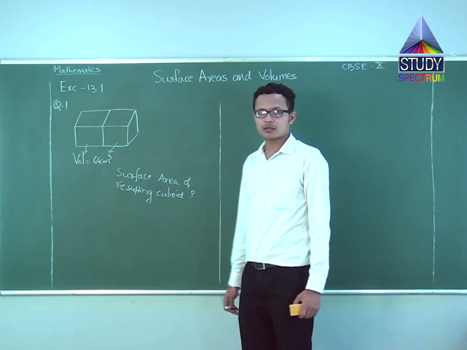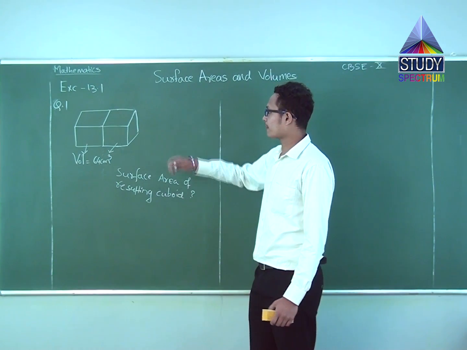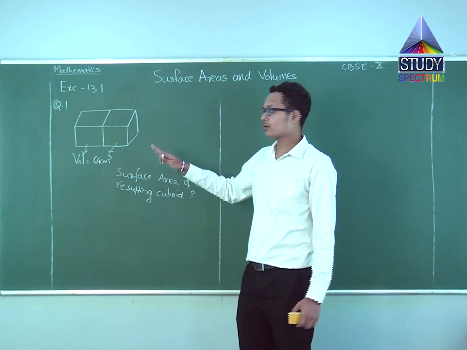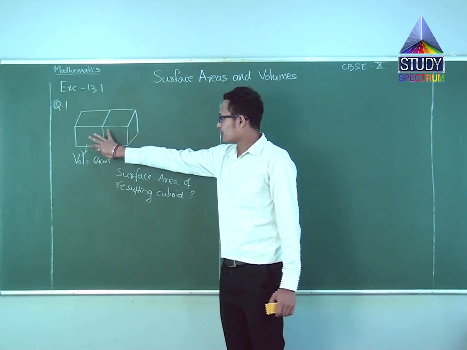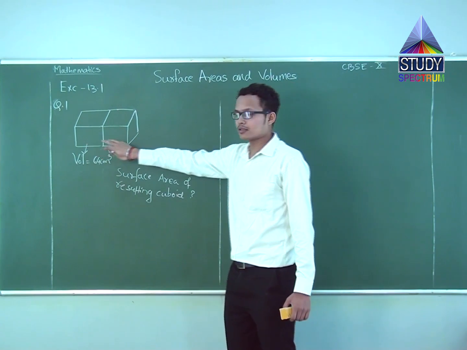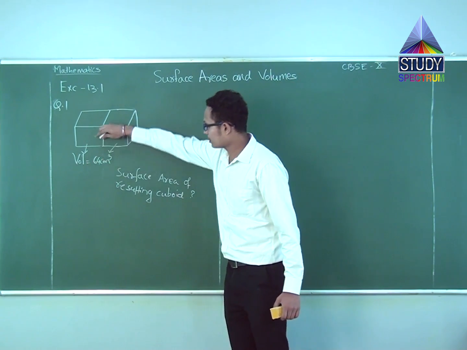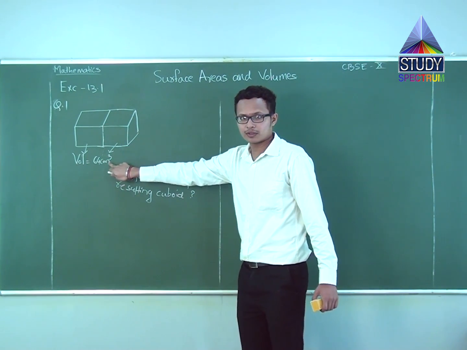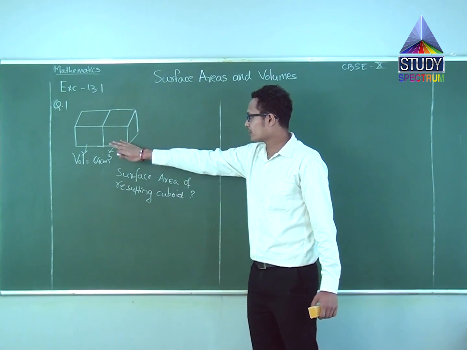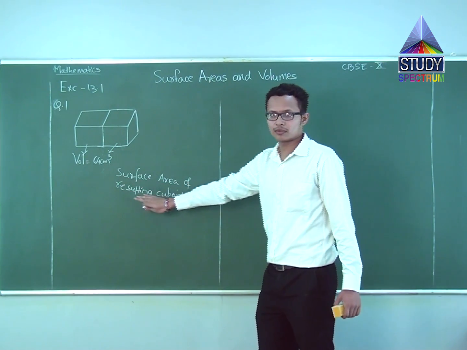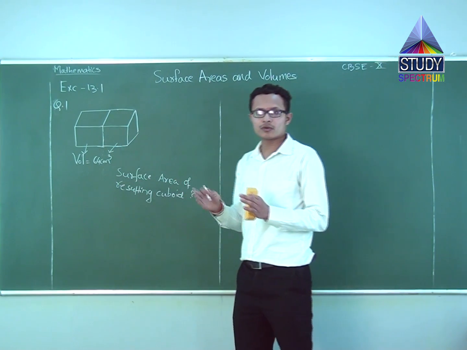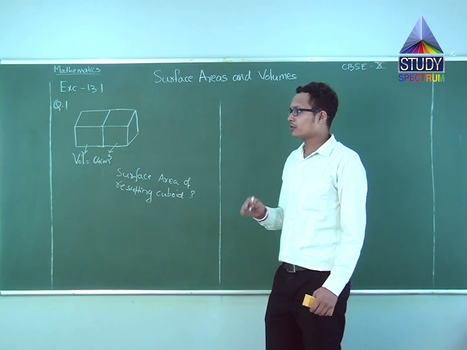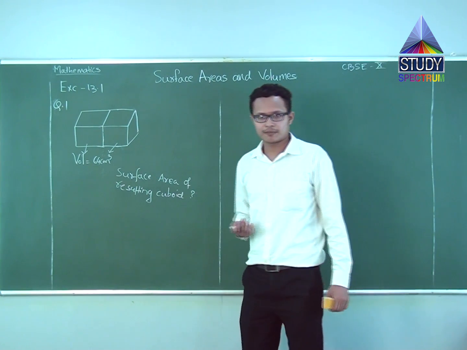Now we will solve questions from exercise 13.1. I'll paraphrase the question for you. Two cubes of similar size are joined, and the volume of each cube is given as 64 centimeter cube. The question asked is to find the resulting surface area. That is, when you join the two cubes, what is the resulting surface area? Okay, let's find that out.